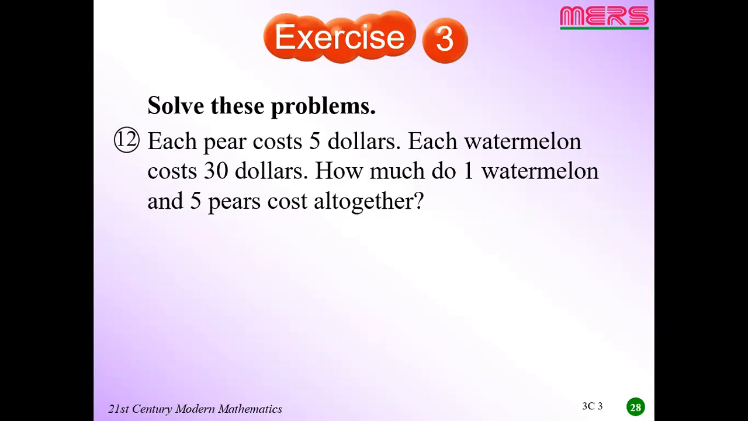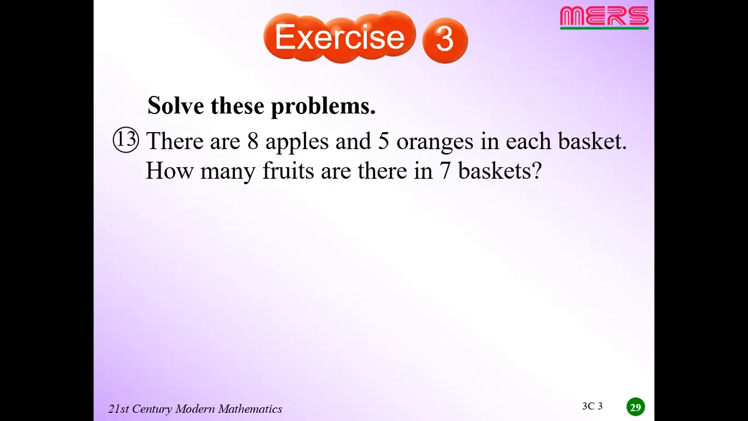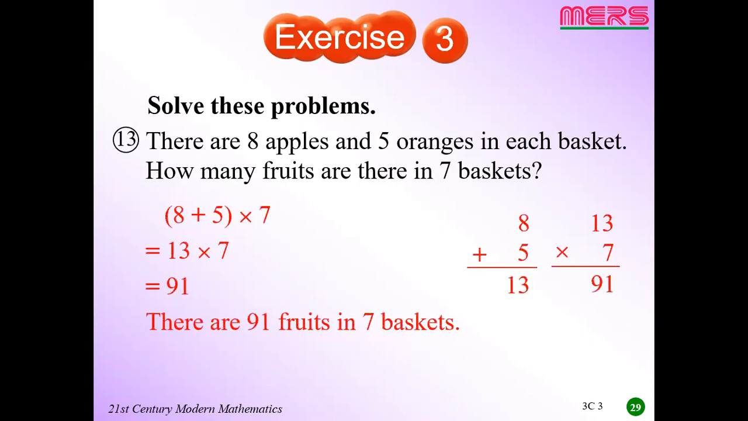Question number 12. Each pear costs $5. Each watermelon costs $30. How much do one watermelon and 5 pears cost altogether? So for this part, they cost $55 altogether. Number 13, the answer will be 91. There are 91 fruits in 7 baskets.